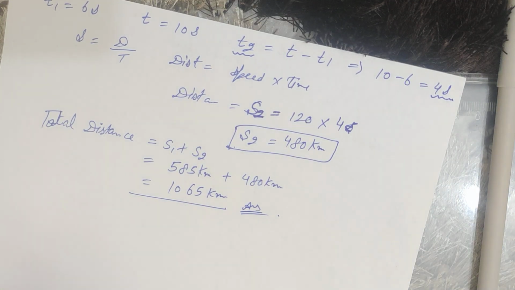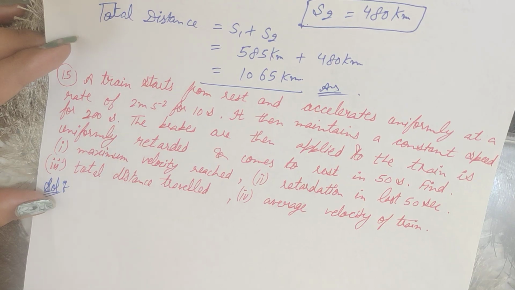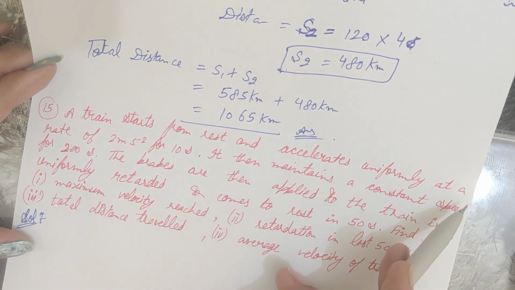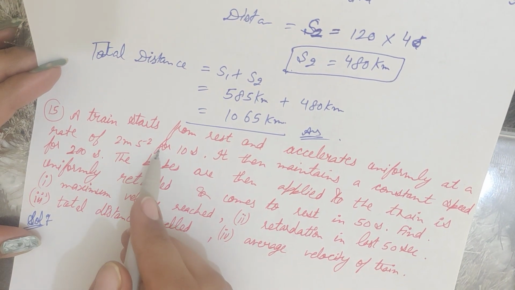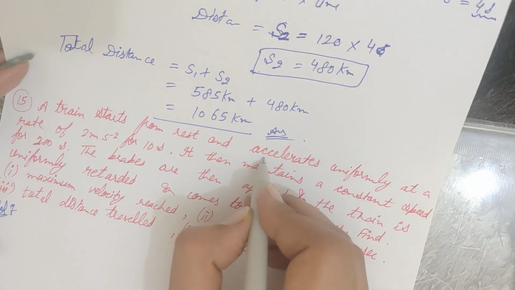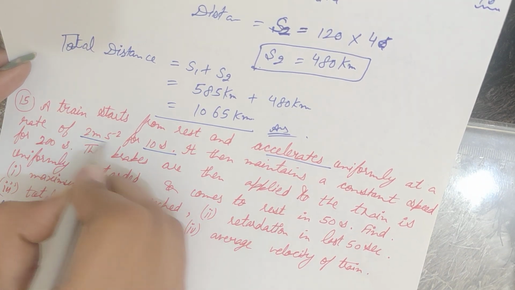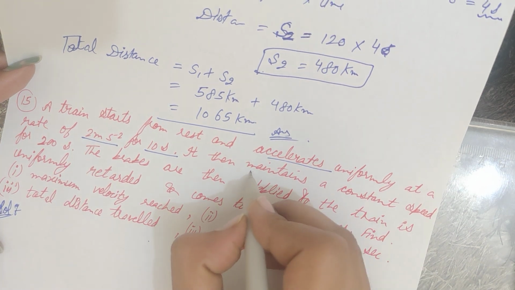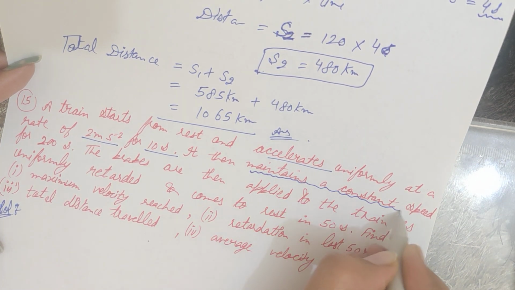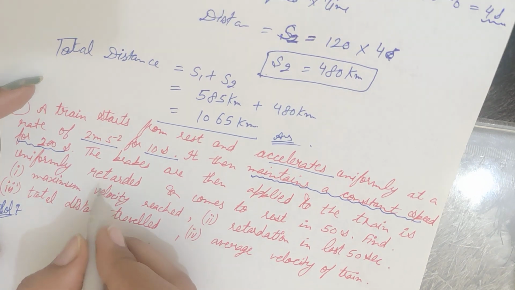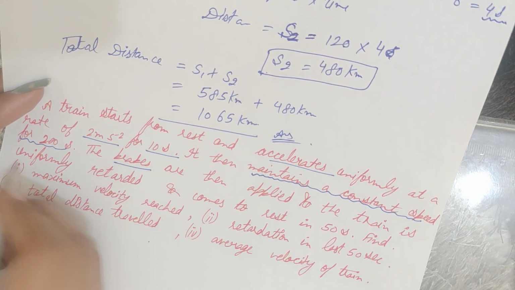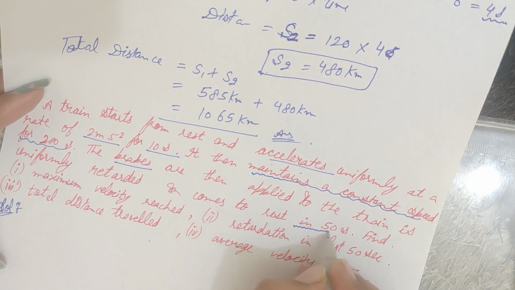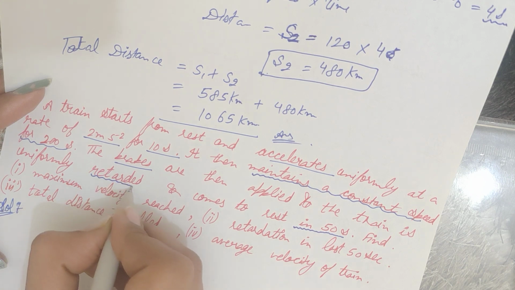The last numerical of the exercise, the 15th one. A train starts from rest and accelerates uniformly at a rate of 2 meters per second square for 10 seconds. It maintains constant speed for 200 seconds. The brakes are then applied, the train is uniformly retarded and comes to rest in 50 seconds.